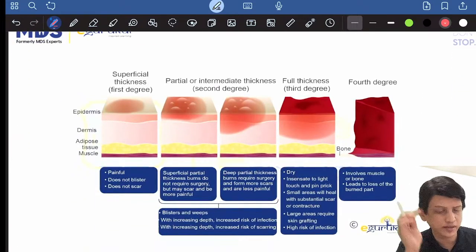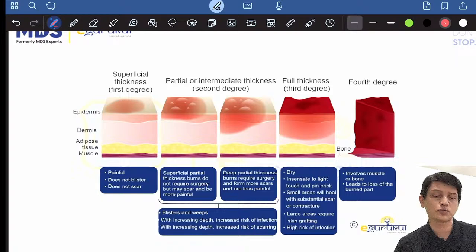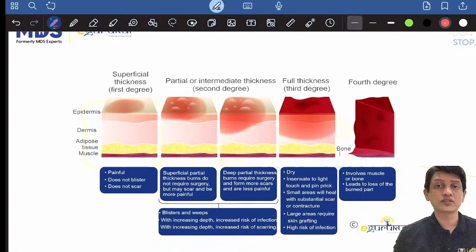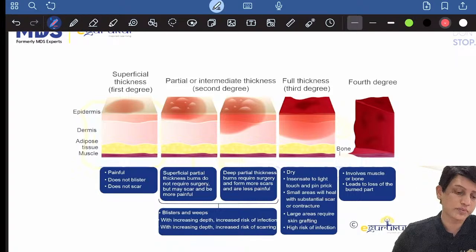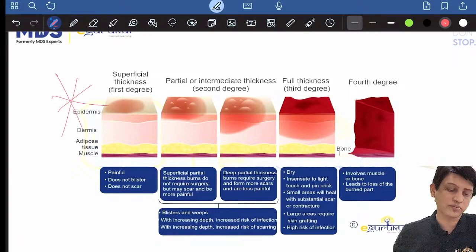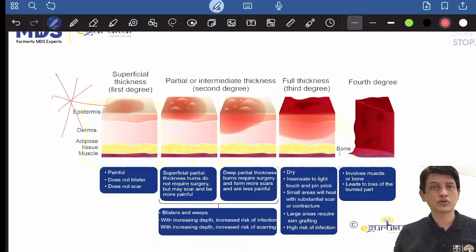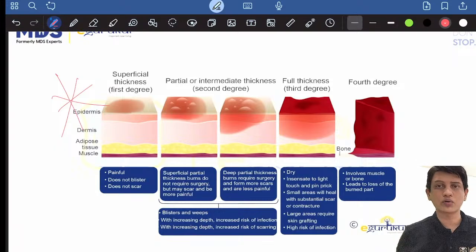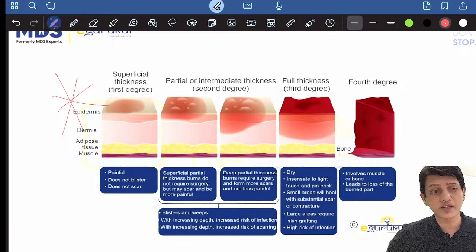Okay, so these are the different grades of burns. You should know what is first degree burn, what is second degree, third degree, fourth degree, and the features of each one. This will be a potential question. This time also I'm expecting one question from this topic, from burns. They may give a case scenario, or about skin grafting. Skin grafting can be related to this.